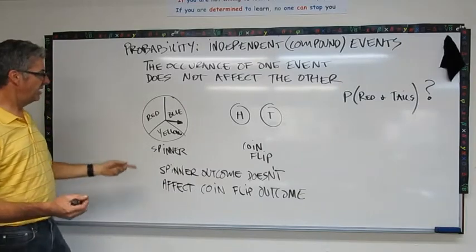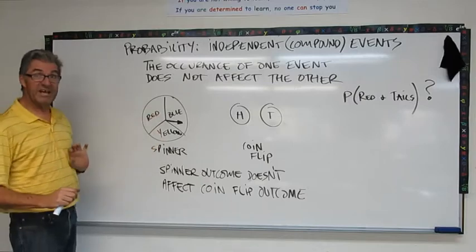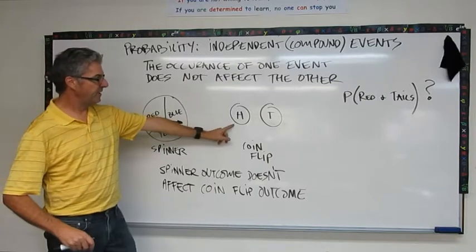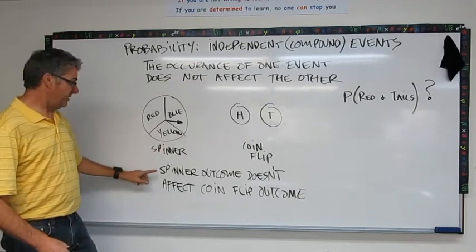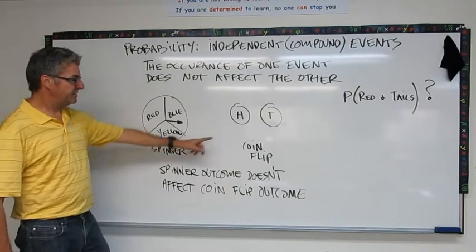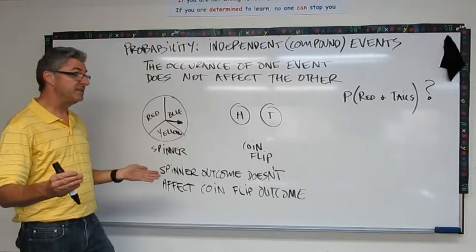So here's an example. I have a spinner here with three equally likely colors. And I have a coin flip with heads or tails. So you can pretty clearly see that no matter what I get on the spinner, it's not going to change what I could get with the coin flip. So these are truly independent events.